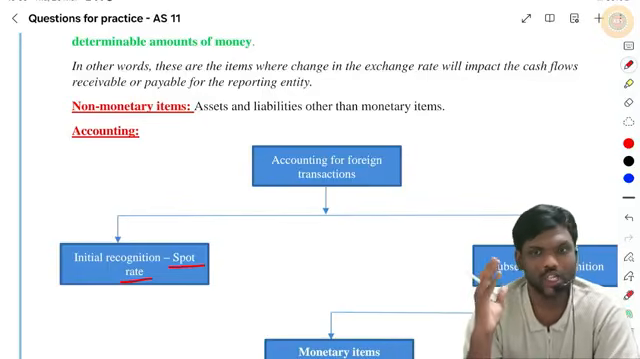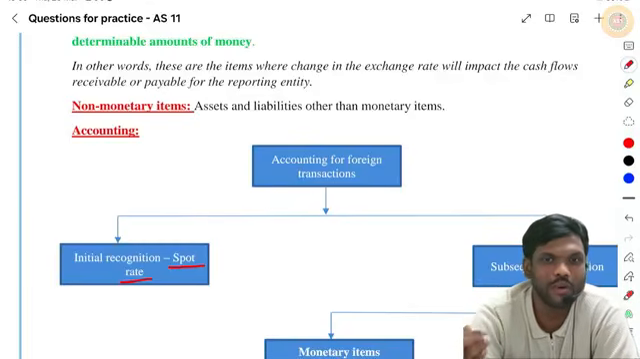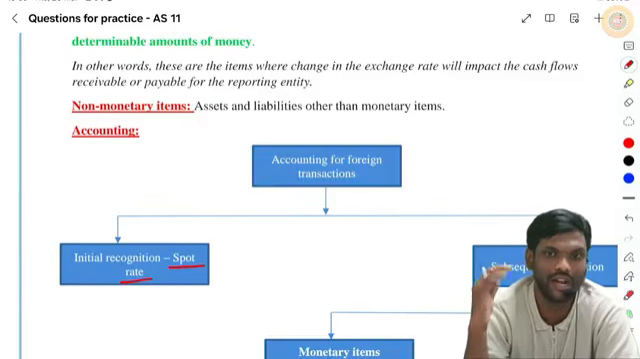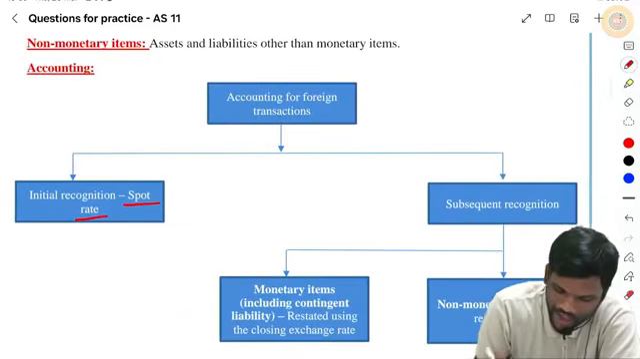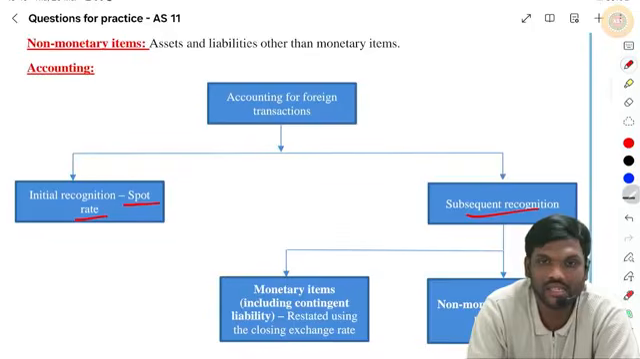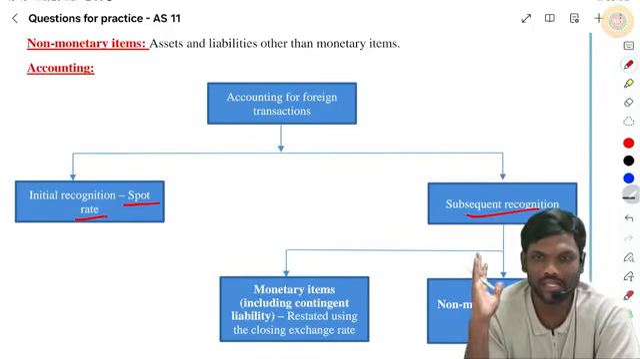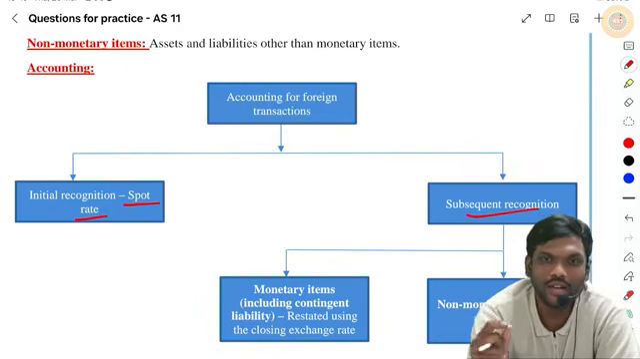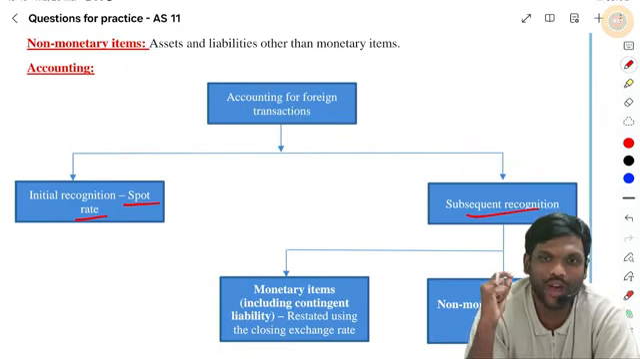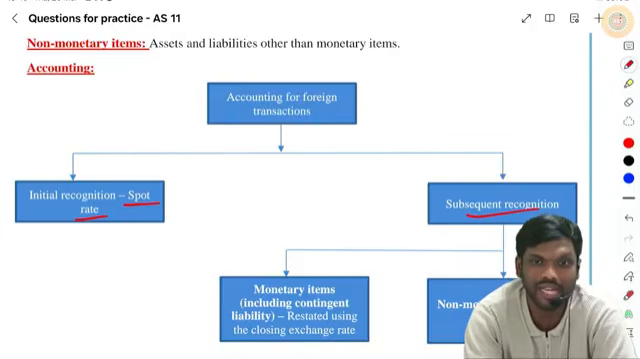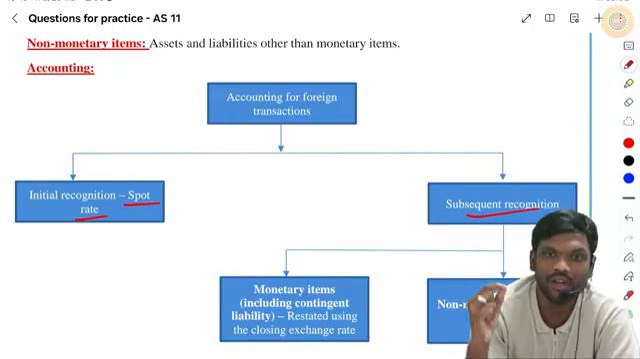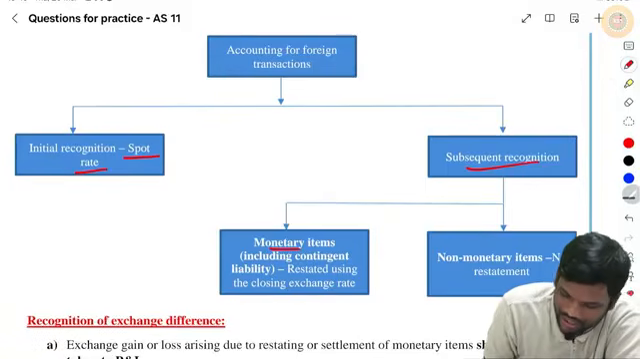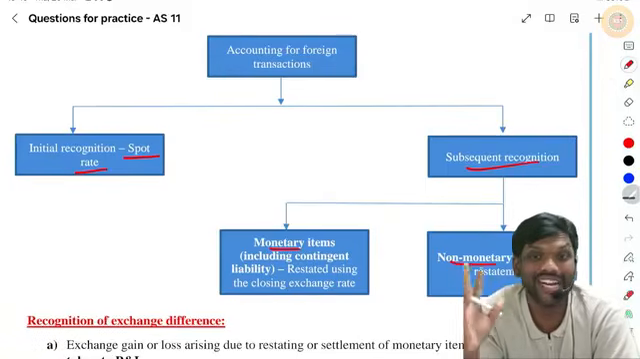Okay, sir, initial recognition is fine. But what about the subsequent measurement, especially at the balance sheet date? What should we do at the balance sheet date? Here is where the standard gets interesting. The standard says on the balance sheet date, whatever assets and liabilities in foreign currency you have, you need to split into whether it is a monetary item or a non-monetary item.